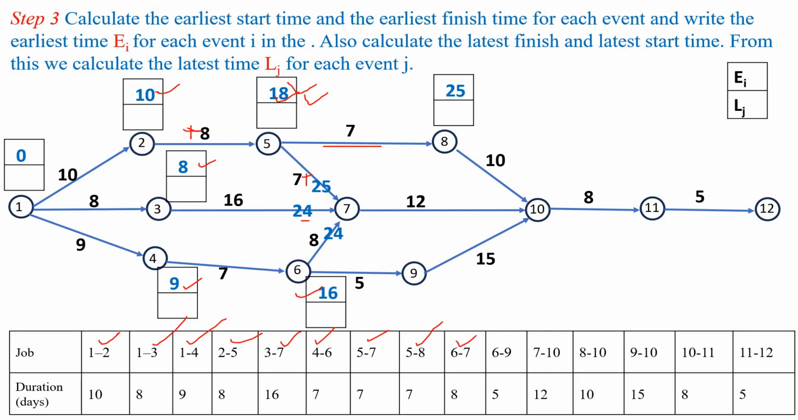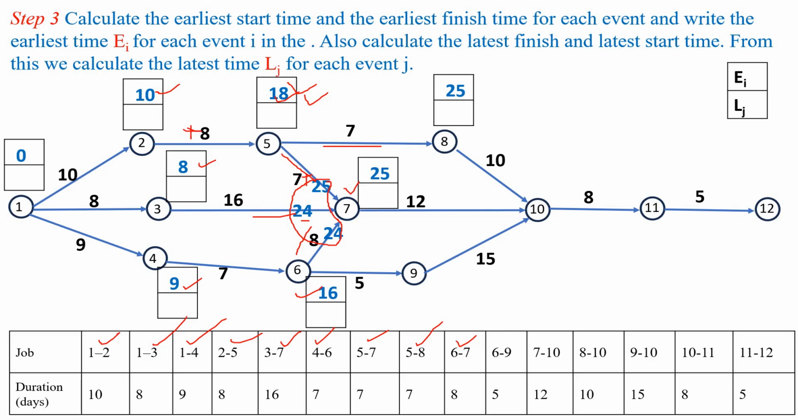Here observe that at the event 7, event 7 is the merge event for the activities 5 to 7, 3 to 7 and 6 to 7. For finish time at the event 7, we consider the maximum value among these three values. Among these three values, maximum time is 25. So earliest finish time at event 7 is 25.